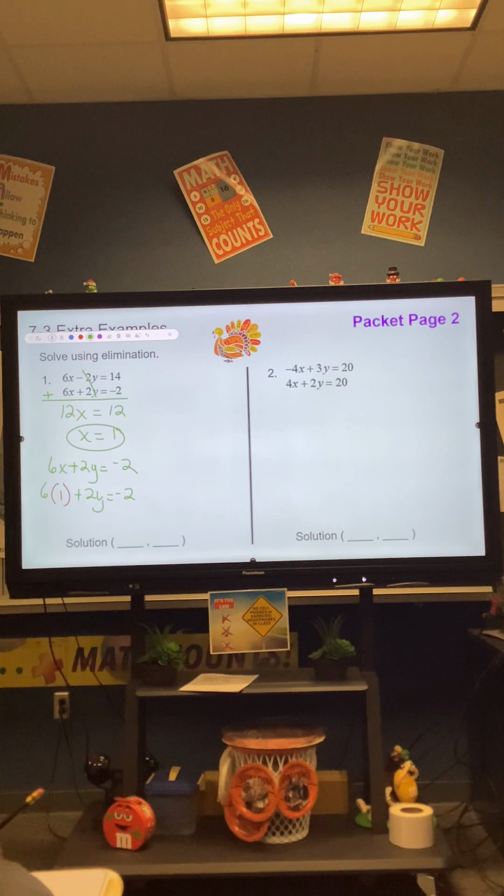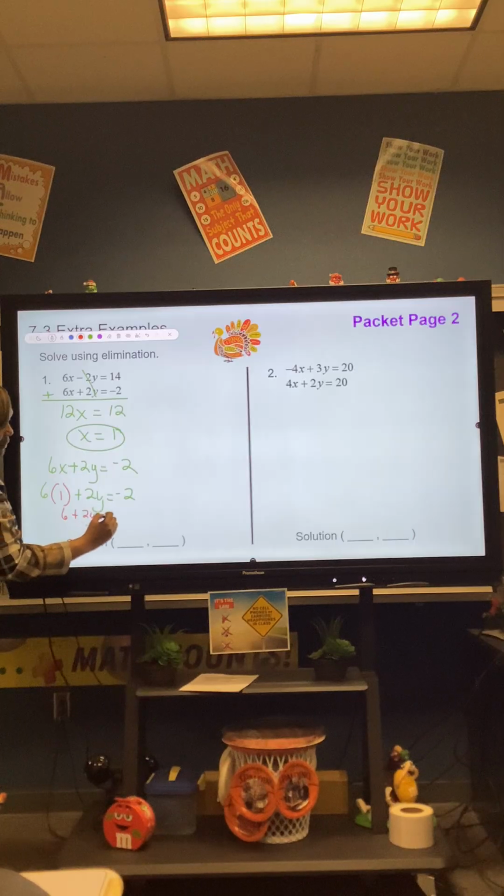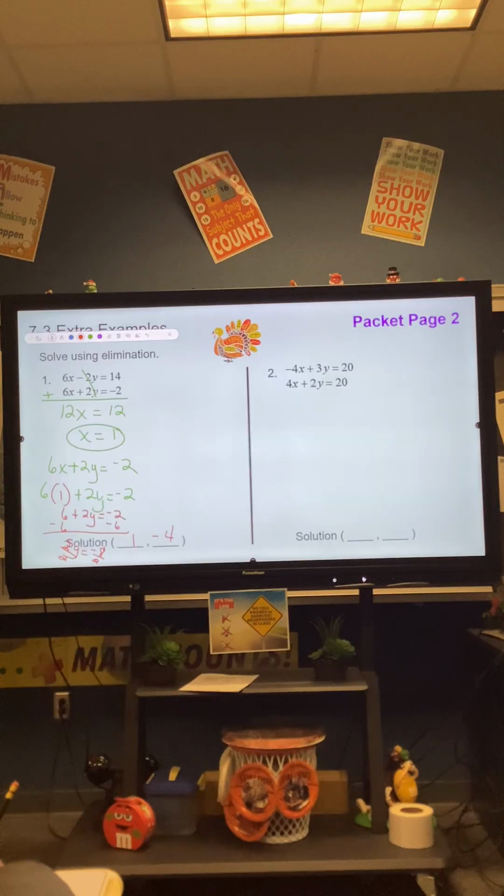What you got? You got 2? Anybody else see a 2? 6 plus 2y is equal to a negative 2. Subtract 6 from both sides. 2y is equal to, what's a negative 2 minus 6? Negative 8. Divide both sides by a positive 2. Y should be a negative what? So you have a negative 2 minus 6. That's where you made your mistake. Because remember, this right here has to be a 0 pair, so it has to be its opposite.